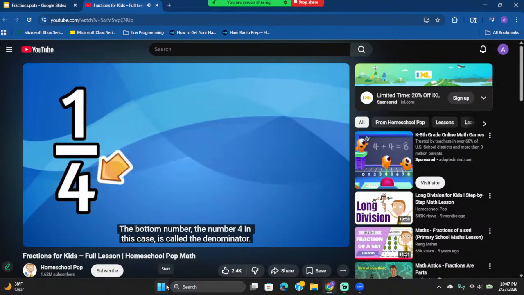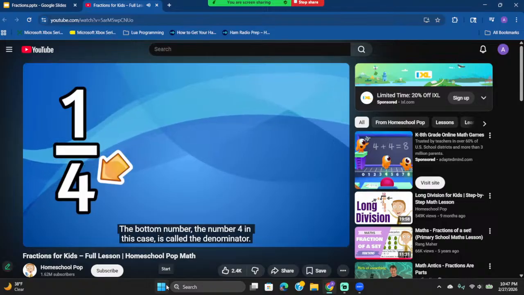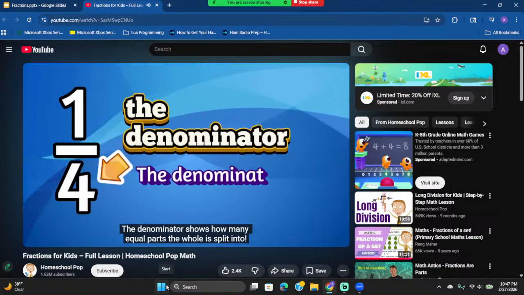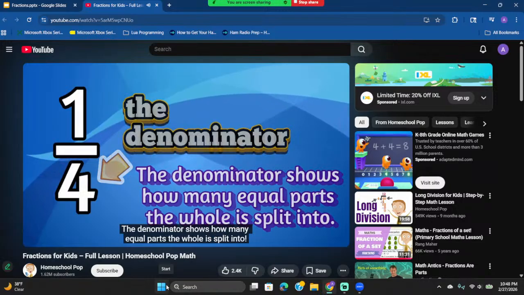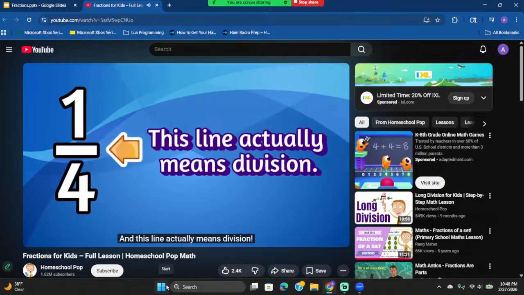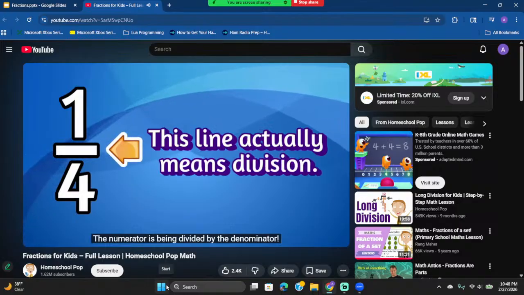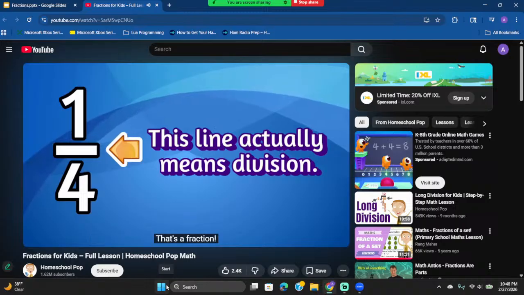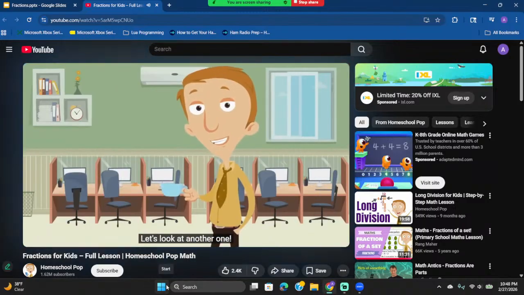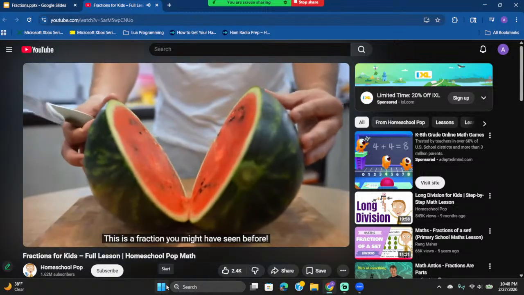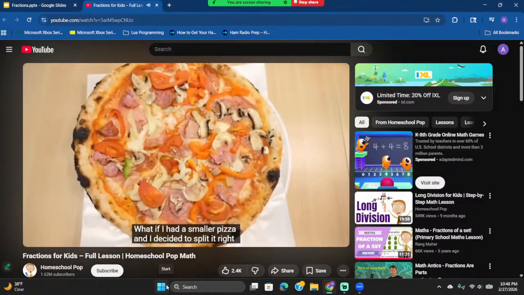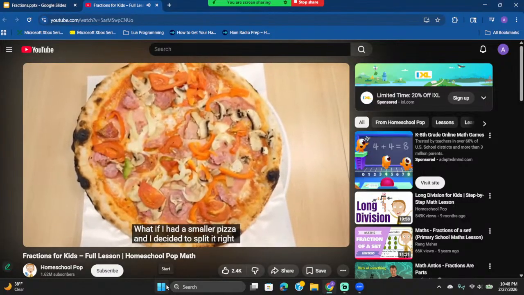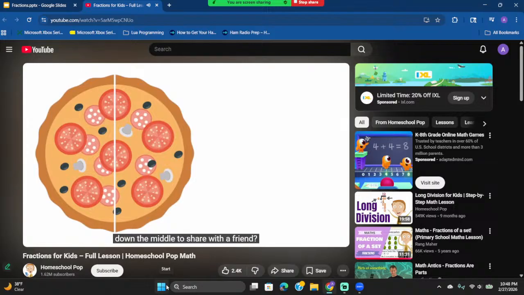The bottom number, the number 4 in this case, is called the denominator. The denominator shows how many equal parts the whole is split into. And this line actually means division. The numerator is being divided by the denominator. That's a fraction. Let's look at another one. This is a fraction you might have seen before. It's called 1/2. What if I had a smaller pizza and I decided to split it right down the middle to share with a friend?